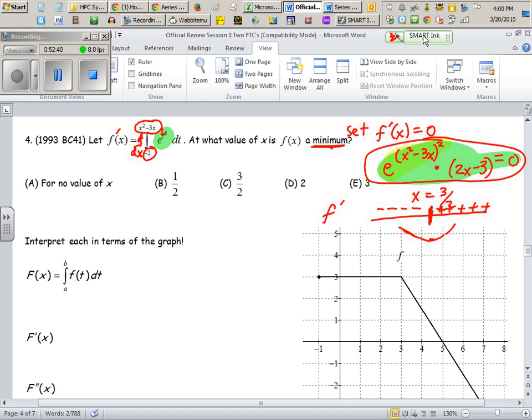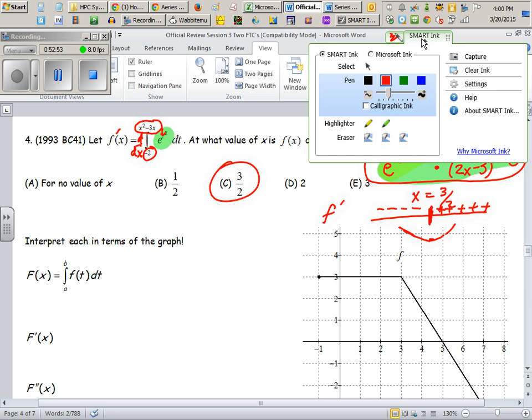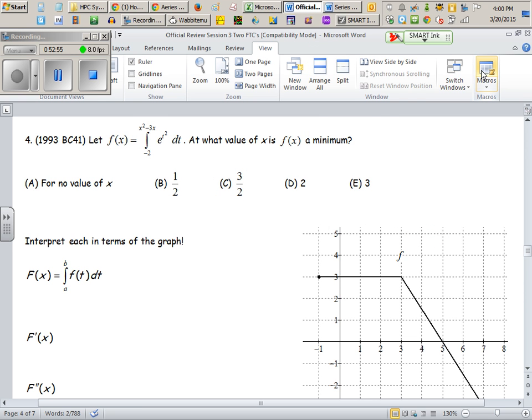It's falling and rising, yeah. So it is a minimum, it is C, but don't be too hasty. The answer easily could have been A. We had a 1 in 3 chance that 3 halves was a minimum. Good question. So much better than 1988.